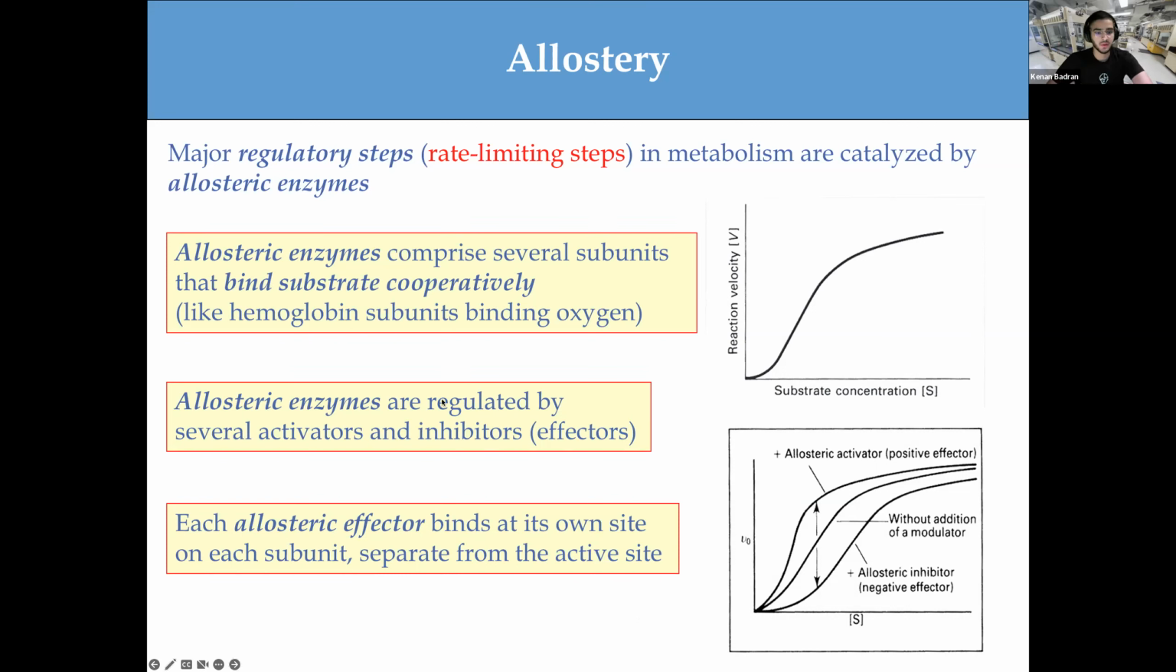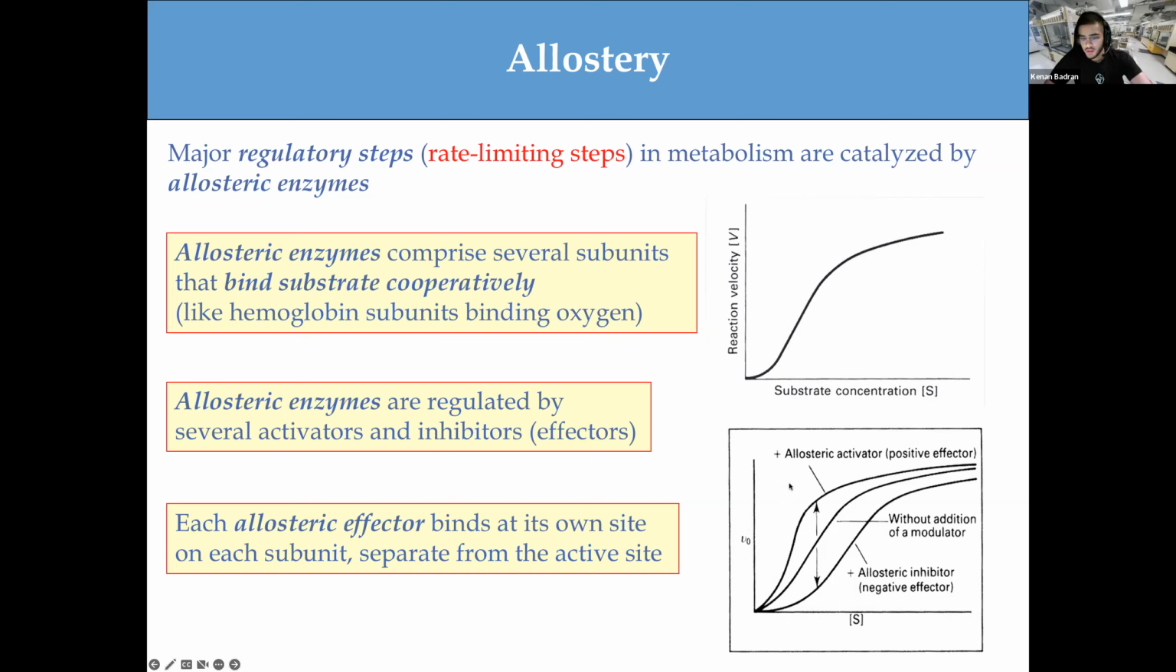Now, allosteric enzymes are regulated by several activators and inhibitors. Each allosteric effector binds its own site on each subunit, separated from the active site. Basically, this talks about how when there's an effector or an inhibitor, it would not take the place of the substrate at the enzyme's active site. So we wouldn't find it straightforward, obviously.